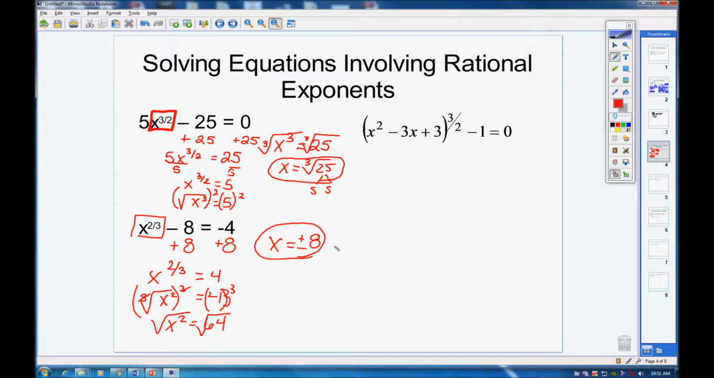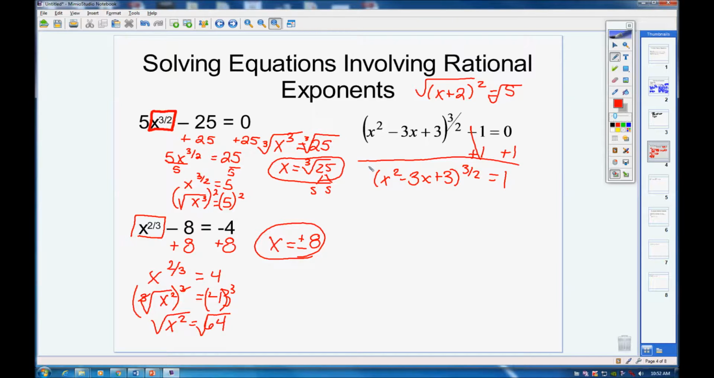Okay. Last example, I'm going to add 1 to both sides here, but that's what I'm going to do before I stop. So when we had problems like this, we didn't subtract the 2 over, we just went ahead and square rooted once the parenthesis was done. So this is kind of the same thing here. I've got to isolate this whole thing because this whole thing is to the 3/2 power. So x squared minus 3x plus 3, now to the 3/2 equals 1.